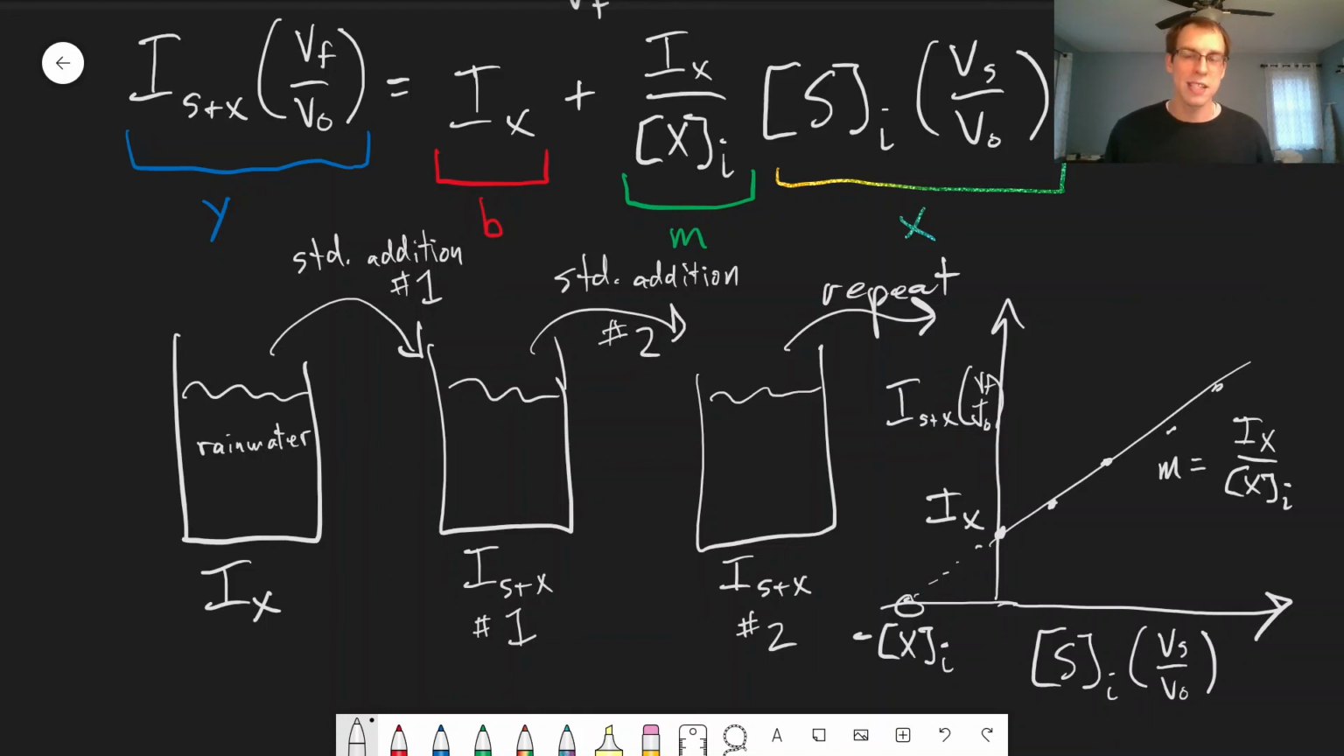In the next video, we'll look at a slightly different way of doing standard addition that has a somewhat similar but different equation where we keep the volume constant across all of our standards.